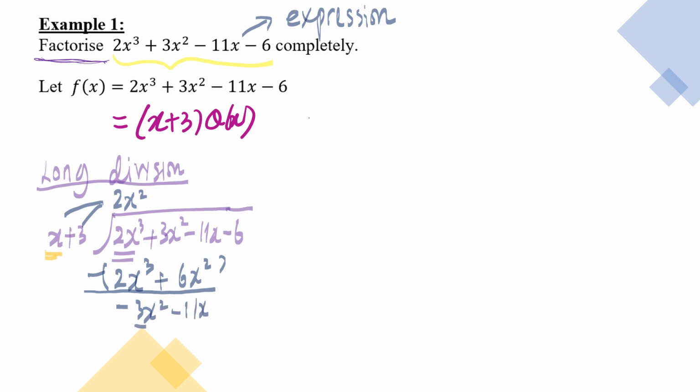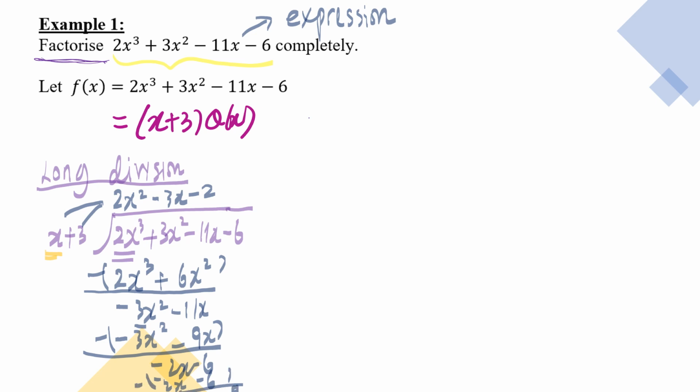Negative 3x squared divided by x will give you negative 3x. So negative 3x again multiplies with your divisor. Negative 2x divided by x will give you negative 2. Negative 2 multiplies again with the divisor. Yes, and you get remainder 0.